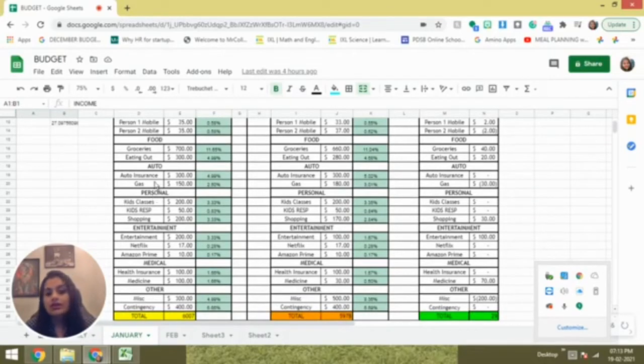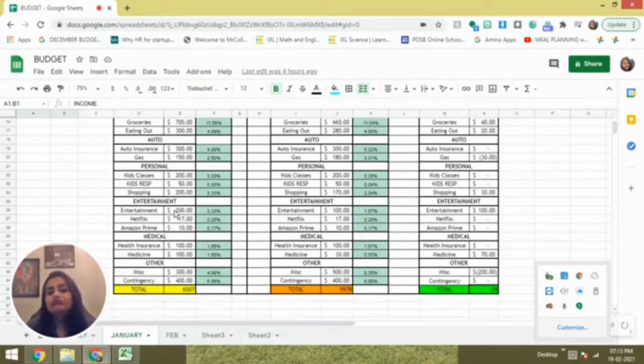Auto, if it's one car, two cars, if you have a car payment pending, auto insurance, gas. Personal, if you have kids and their classes or your own classes, your gym membership, or any other personal expenses like salon expenses, all these are personal expenses. Shopping and entertainment: watching a cinema or theater or musical events. Netflix, Amazon, I've categorized those as entertainment.